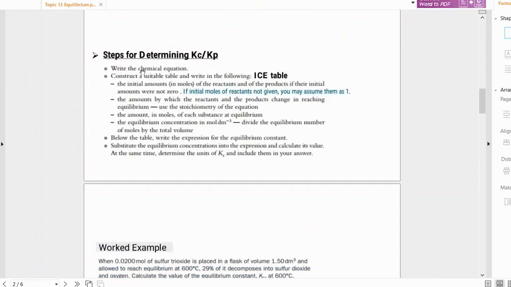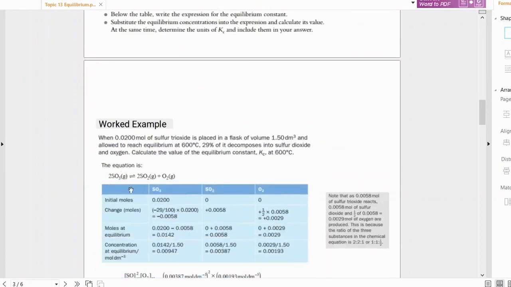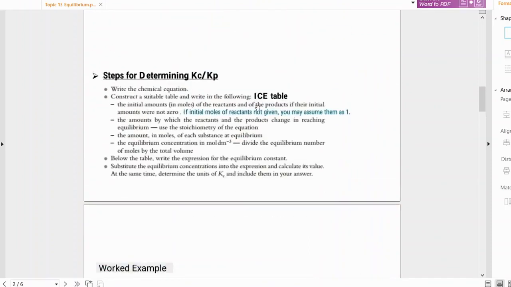So firstly, we have to write the chemical equation, or if it's written, we have to make a table like this. This is called the ICE table. The I stands for initial moles, C stands for change in moles, and E stands for equilibrium moles. So the initial amounts in moles of the reactants and of the products, if their initial amounts were not zero. If initial moles of reactants are not given, you may assume them as one. No harm in assuming them as one. This is one of the calculation tricks. So I have written it in a different text color.